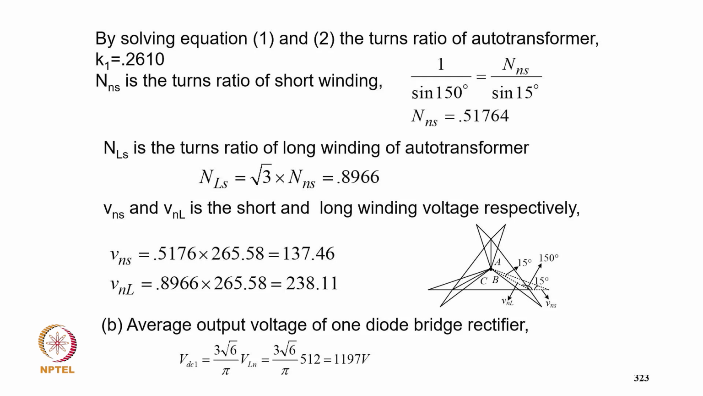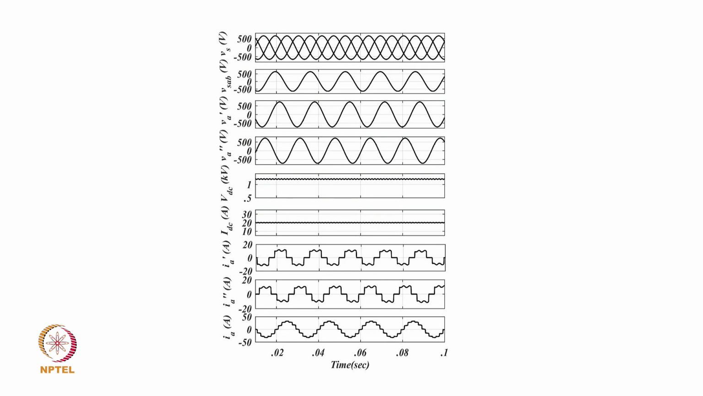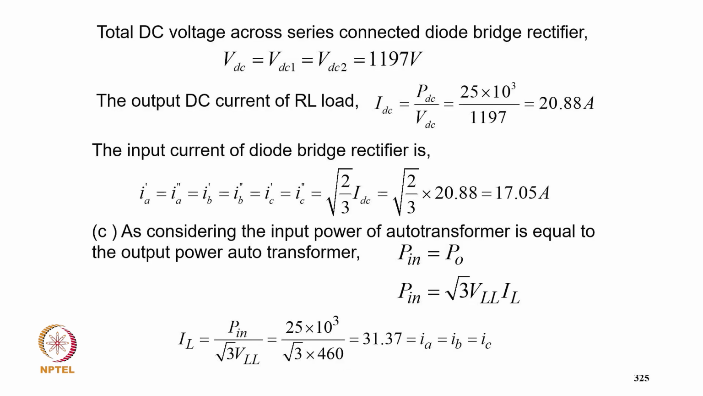Then putting the short and long winding, you will get VNS equal to 137.46 volt and VNL equal to 238.11 volt. Average output voltage of one rectifier VDC1 is 3 root 6 upon pi into VLN, it comes 1197 volt. This is the typical simulated waveform: 3-phase supply voltage, then line voltage and phase shifted voltage, then DC link voltage, DC current, individual converter current and net converter current.